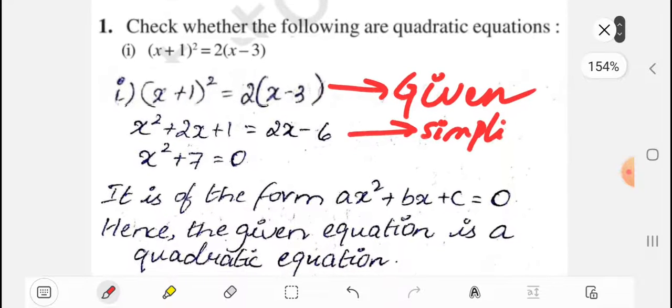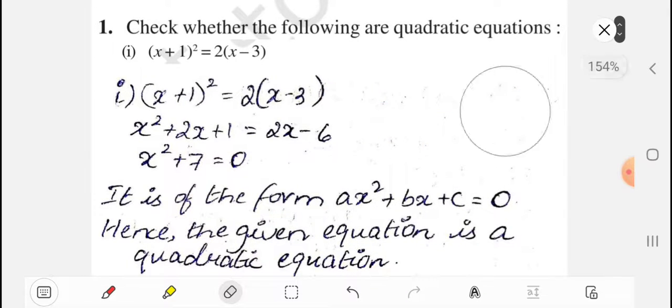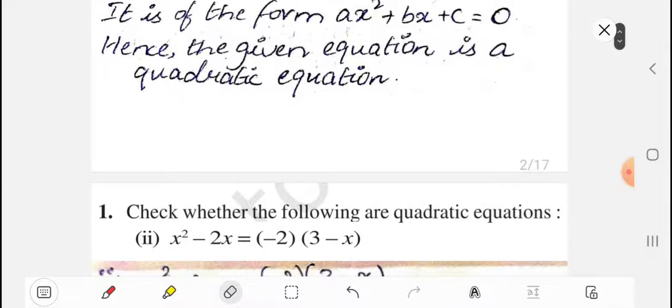Let me wait for a while over here. This is the first sub question. Let me move ahead with the second sub question.